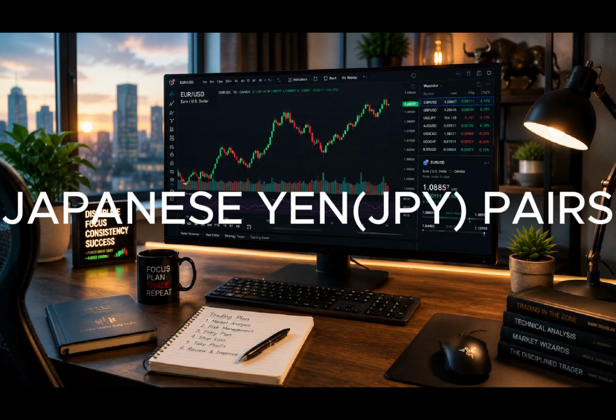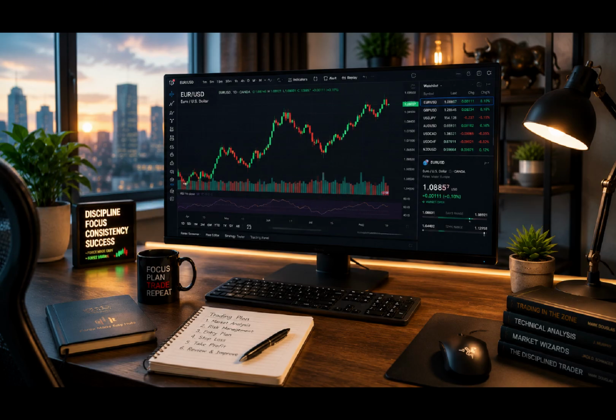The special case of Japanese yen, JPY, pairs. Most currency pairs use 4 decimal places to calculate pips. However, pairs that contain the Japanese yen, such as USD/JPY, EUR/JPY, or GBP/JPY, work a little differently. For JPY pairs, 1 pip is equal to 0.01, which is the second number after the decimal point.